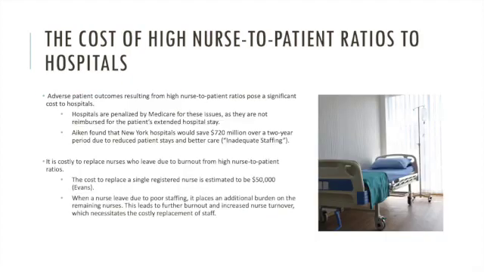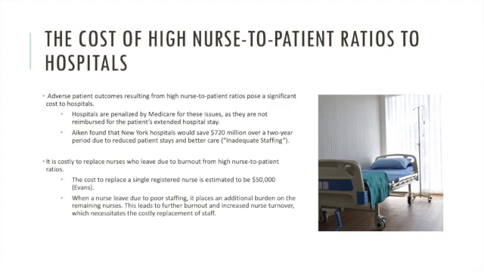Adverse patient outcomes resulting from high nurse-to-patient ratios pose a significant cost to hospitals as well. Hospitals are penalized from Medicare for these issues as they are not reimbursed for the patient's extended hospital stay. Aiken found that New York hospitals would save $720 million over a 2-year period due to reduced patient stays and better quality of care. It is also costly to replace nurses who leave due to burnout from high nurse-to-patient ratios, as the cost to replace a single registered nurse is estimated to be upwards of $50,000.